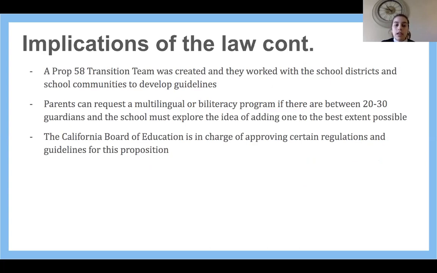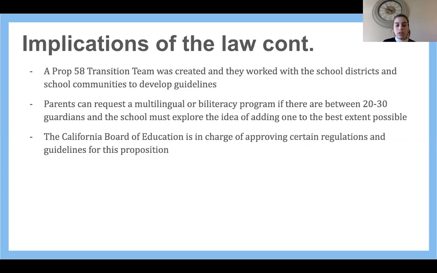Parents can request a multilingual or biliteracy program if there are between 20 to 30 guardians, and the school must explore the idea of adding one to the best extent possible. So basically this says if there are enough parents in the class or in the school that request a biliteracy program or a multilingual program be implemented, the school has to explore the possibility of adding one. They have to look at all their resources, and look at whether they can implement it at their school. So this is helpful because if parents find that there is a need for a program like a multilingual one, the school has to explore the possibility of adding it.